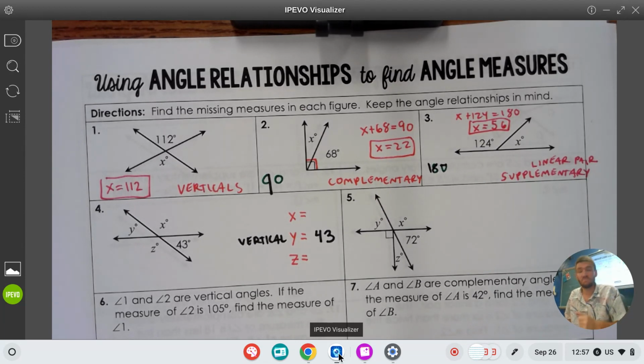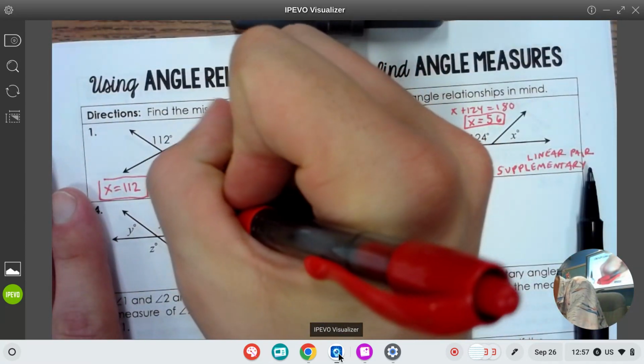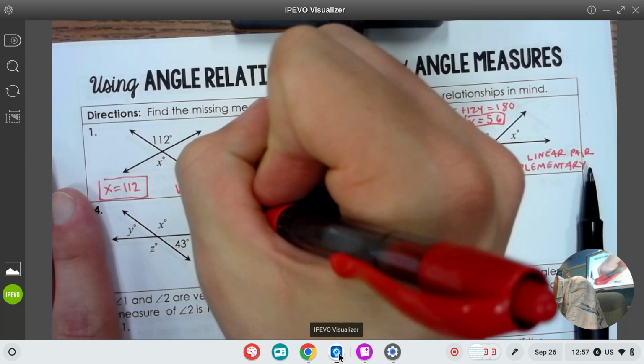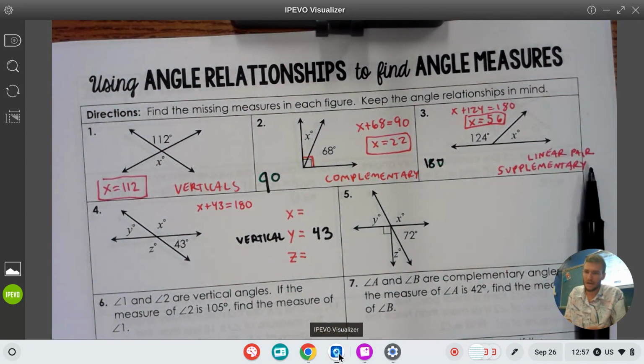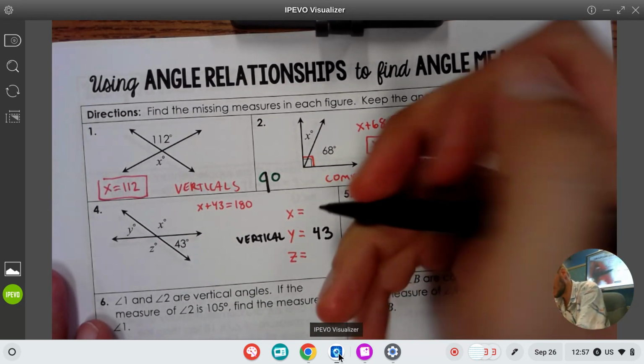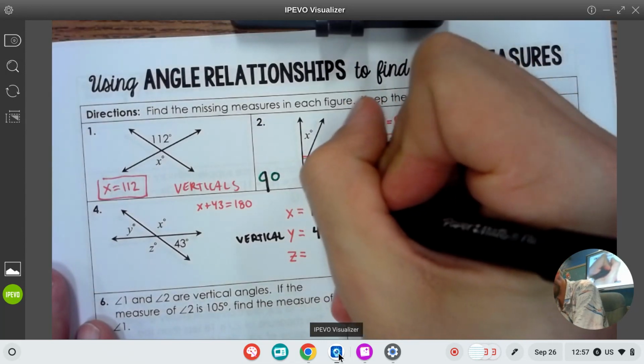Yep. We can think about these like supplementary lines. They're adding together with the 43 to make 180. So what are they, right? We can do X plus 43 equals 180, which basically means subtract 43 from 180, which is going to be 137.